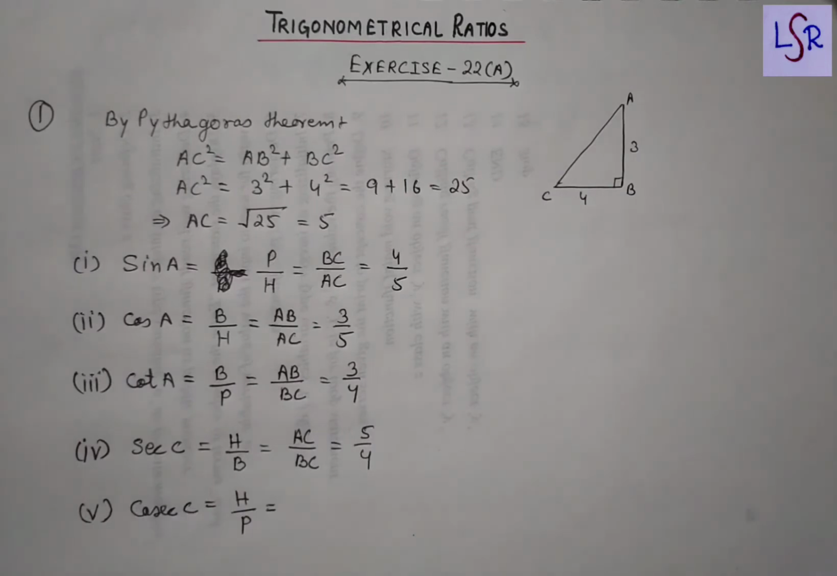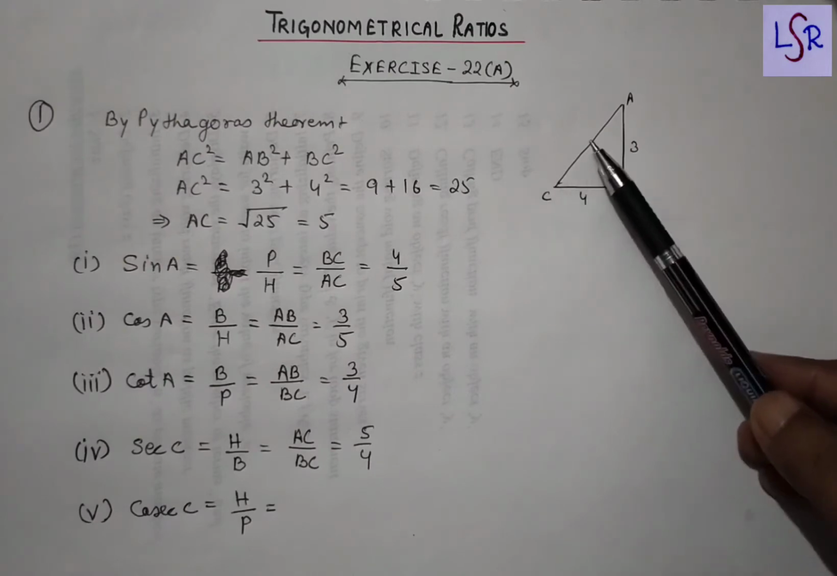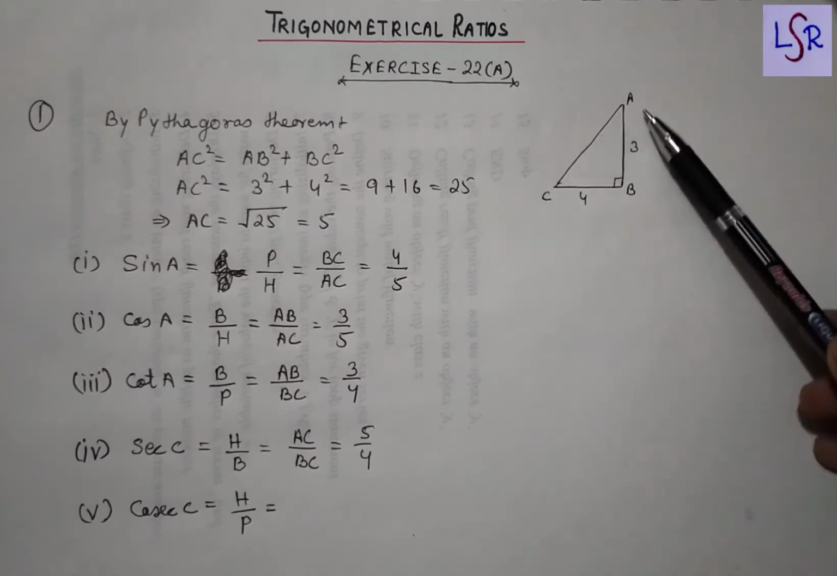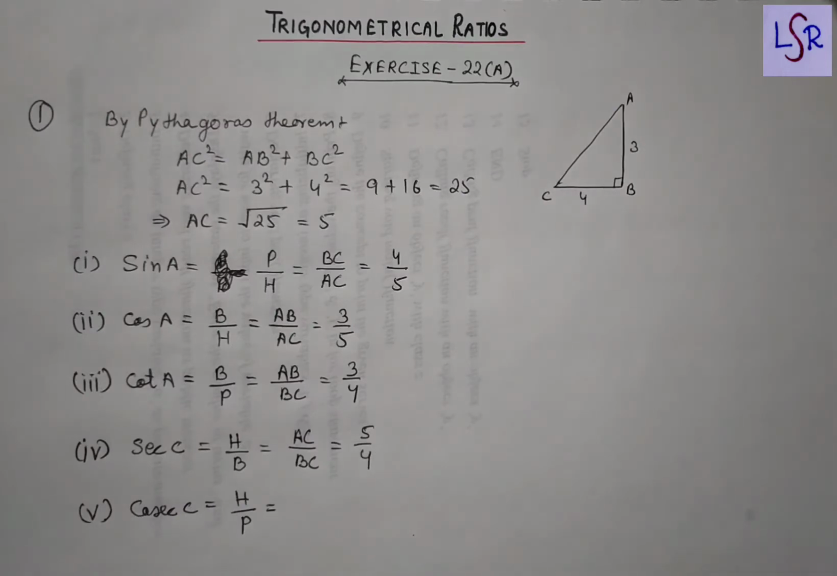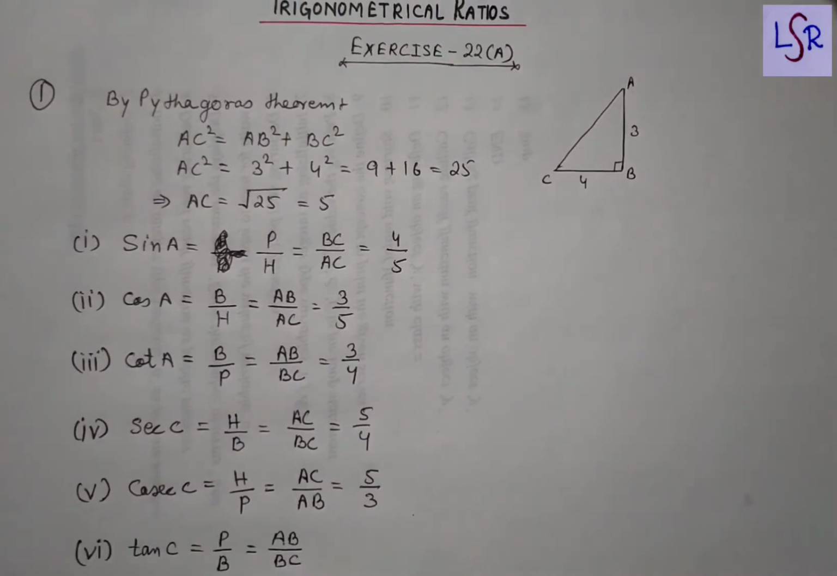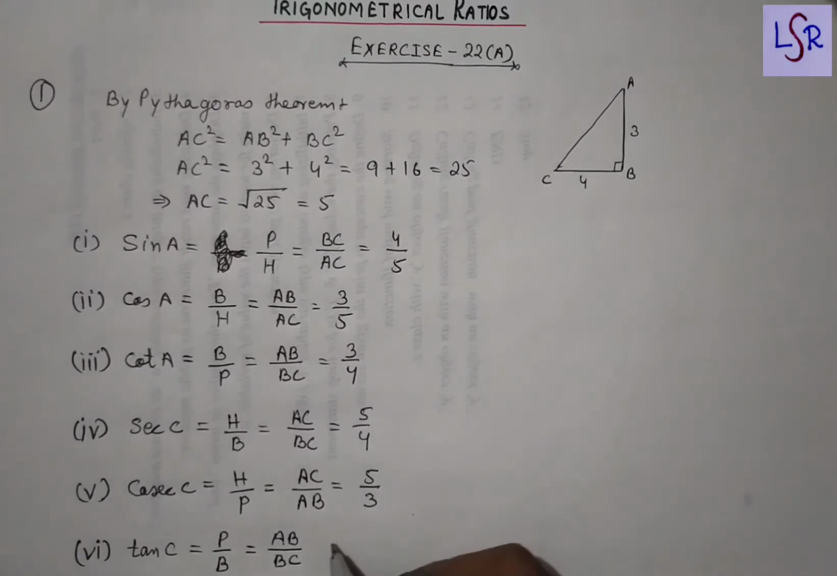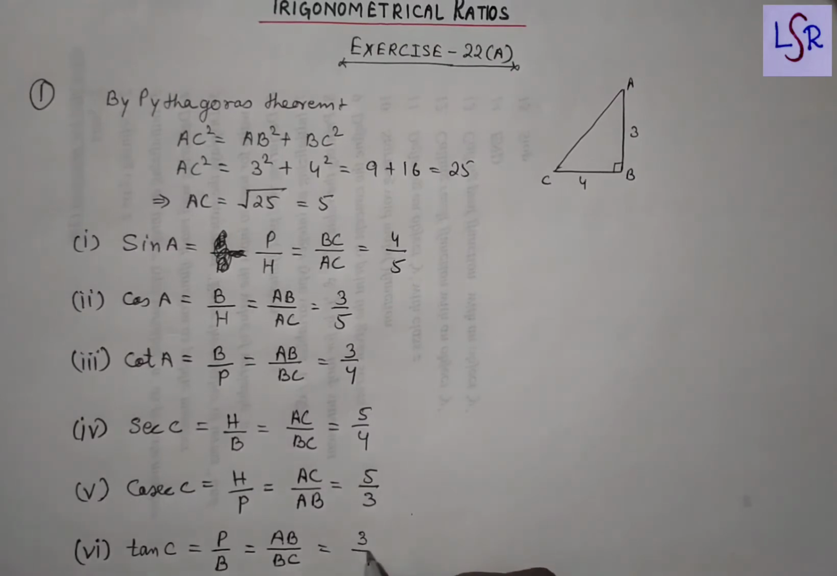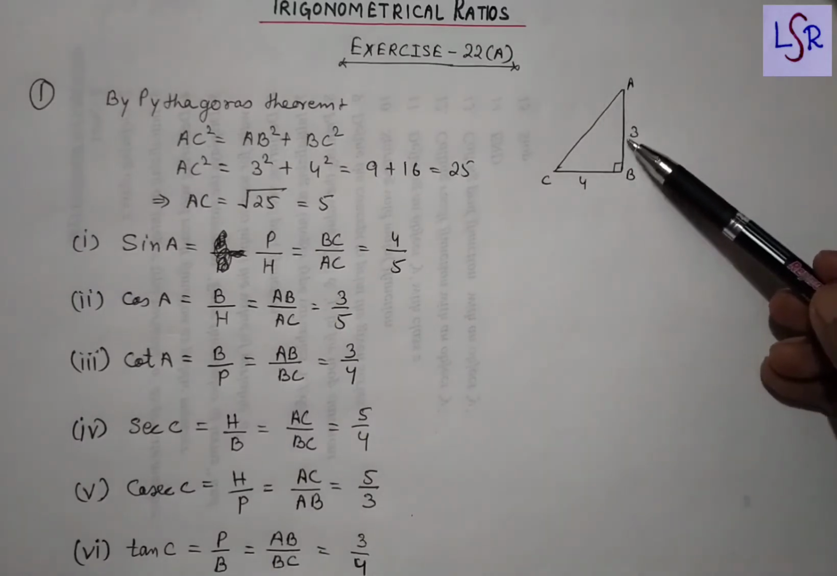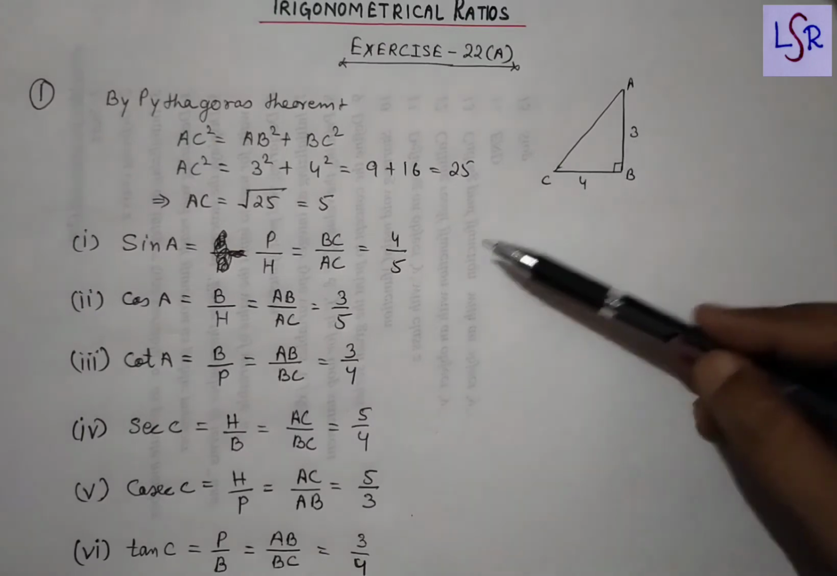Then the next one is cosec C, which goes for hypotenuse upon perpendicular. So this one is hypotenuse and this one is your perpendicular. Now AC upon AB will be equal to 5 upon 3. Now the last part is tan C, that is equal to perpendicular upon base, and for C the perpendicular is AB and the base is BC, and this will be equal to 3 upon 4. So here we see for the angle A, this was base, this one is perpendicular, and for C, this is a perpendicular and this is a base.